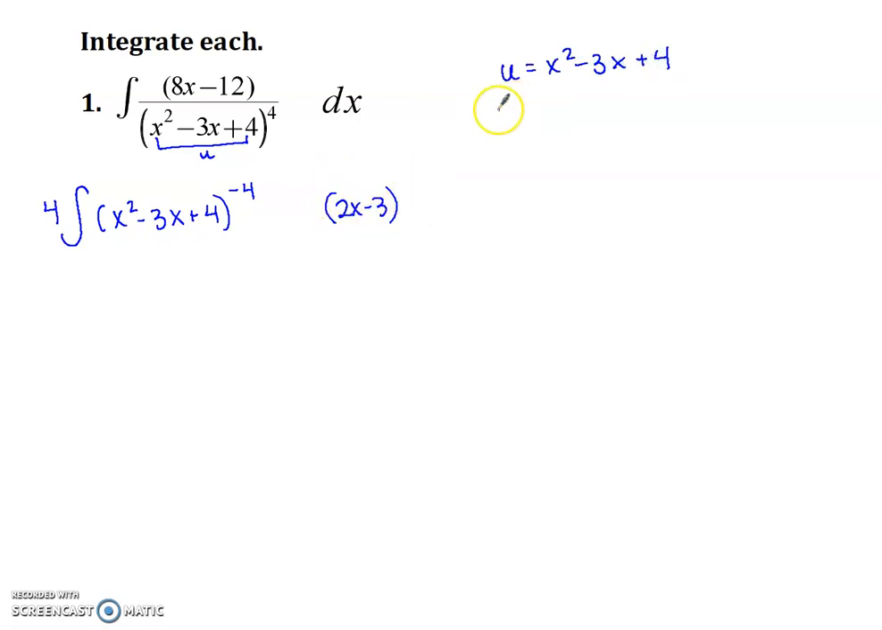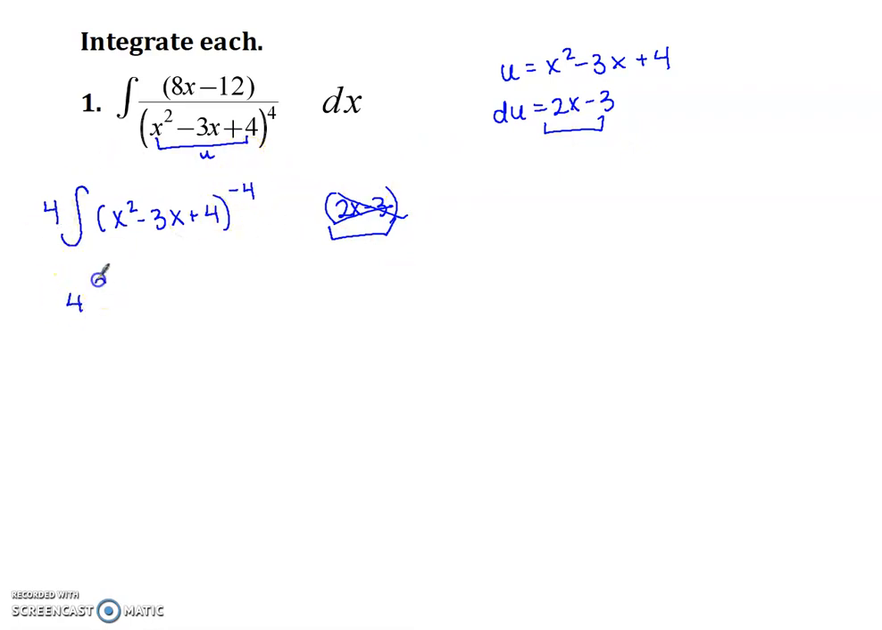Now I need this part to match du. So if I take the derivative of this, that's 2x minus 3. This and this match. So I don't need to add anything in or multiply anything in. So I can get rid of that. And now I'm ready to integrate this.